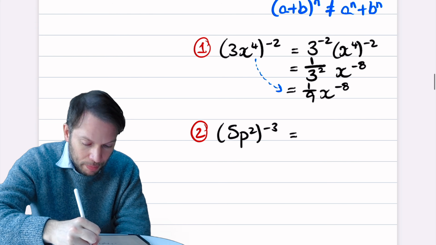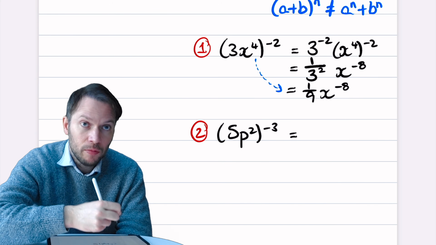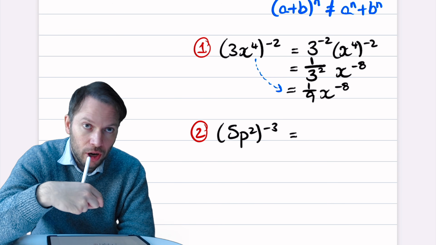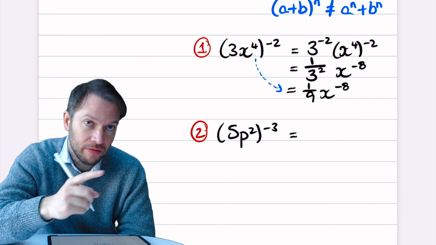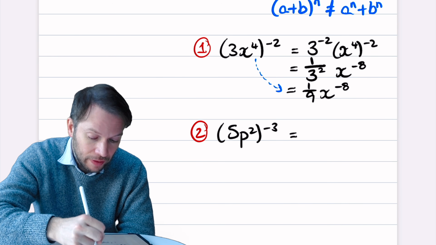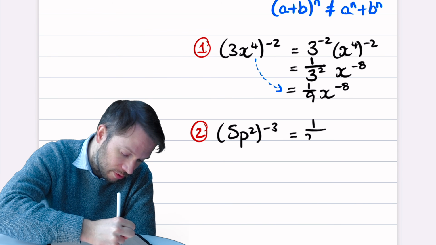So we're going to apply this power of -3 to the 5 first. So 5 to the -3. Remember, when you have a negative power, you do 1 over it. So you do 1 over 5 to the +3. The -3 becomes +3. So 1 over 5 cubed. And 5 cubed is 125. So it's 1 over 125, like that.